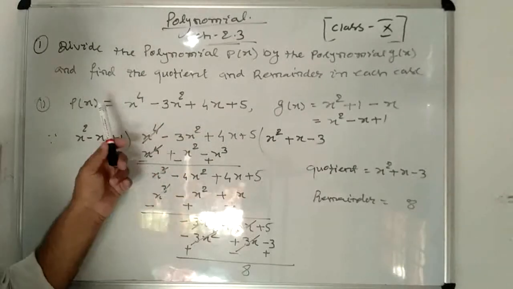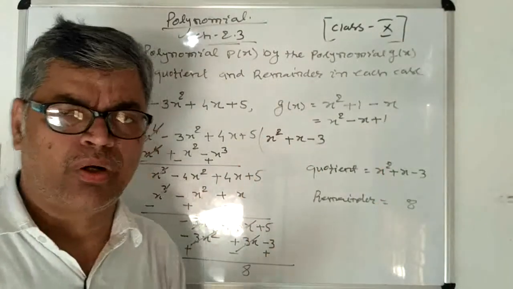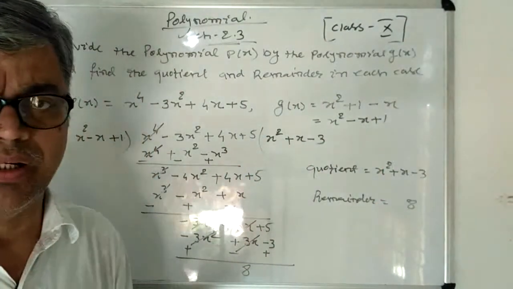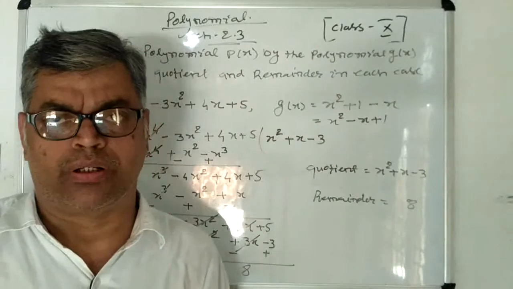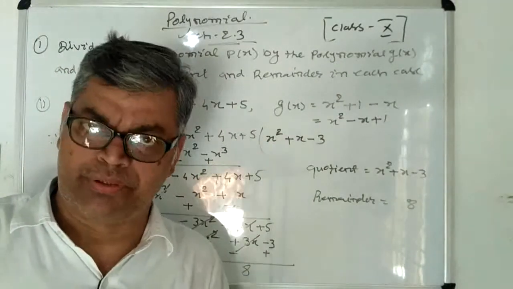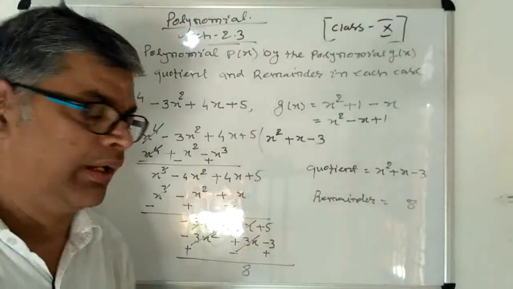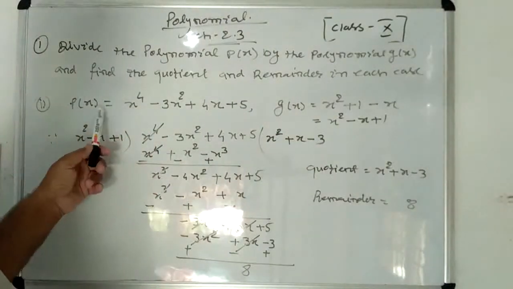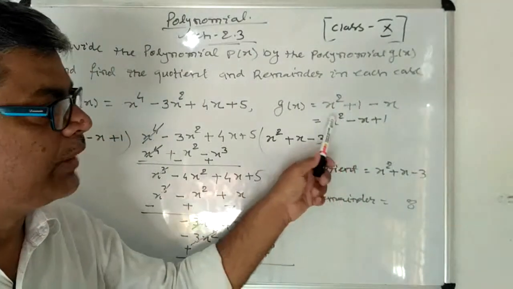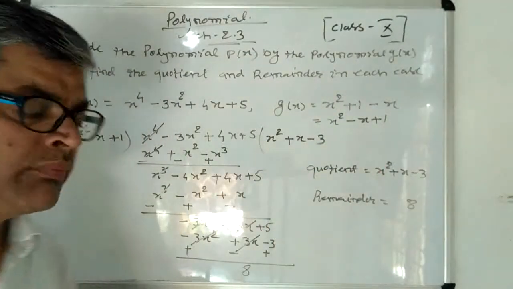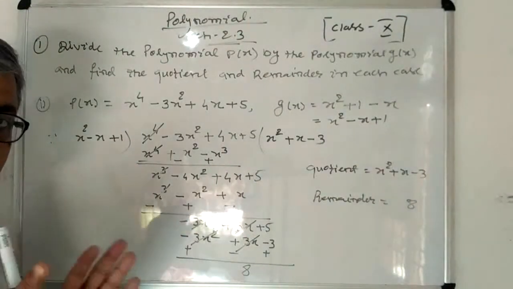What we have to divide is px by gx. First of all, we arrange the terms of gx or px, whatever the polynomial is. In arranging the terms, we arrange them with the power in decreasing order. The greatest power will be the first term, and in decreasing order you have to arrange the polynomial. Our polynomial px was well arranged, but gx was not arranged, so we first arrange the polynomial as x square minus x plus 1.